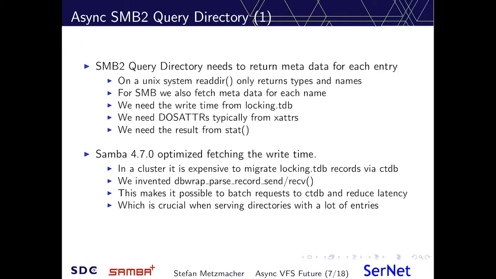And in a cluster, there's the problem of contention when you have a directory with, let's say, 10,000 entries. You need to fetch 10,000 locking.tdb entries for the 10,000 names, and doing that in a synchronous fashion adds latency. So we invented a dbwrap_parse_record send and receive function where we could batch the requests to CTDB and fire them off, let's say 200 at a time until the CTDB socket is full, and then we wait for the results asynchronously.